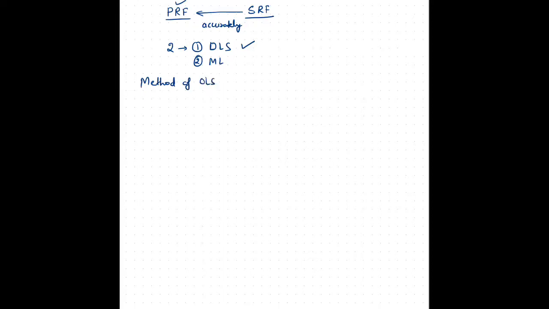So, method of OLS. We know that yi is equal to yi hat plus ui hat. That is, we are estimating the parameters on the basis of the sample. So the error term will be equal to the actual yi minus the estimated yi, which is equal to yi minus beta 1 hat minus beta 2 hat xi.